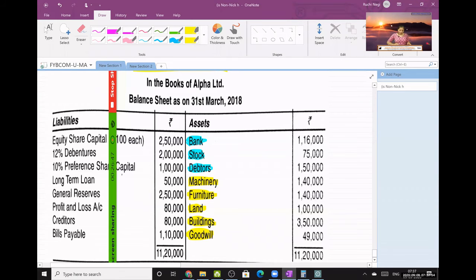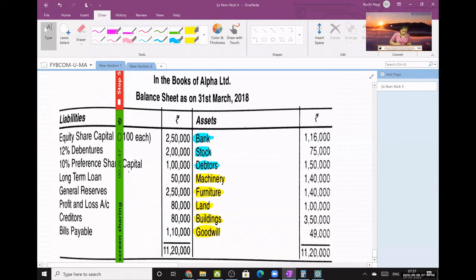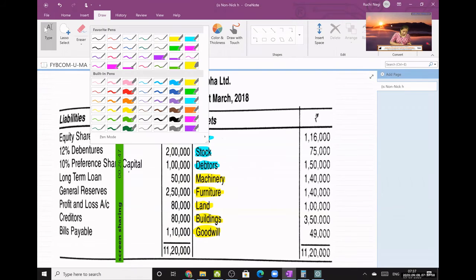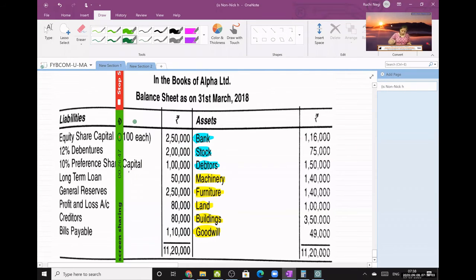Okay. Now my question to you all is, मैं क्या पूछ रही हूँ? Okay. Bank, stock, debtors में से कौन सा नॉन क्विक एसेट है? My question is bank, stock, and debtors. These are current assets. Current assets are categorized into two: quick assets and non-quick. इसमें से non-quick कौन सा है?